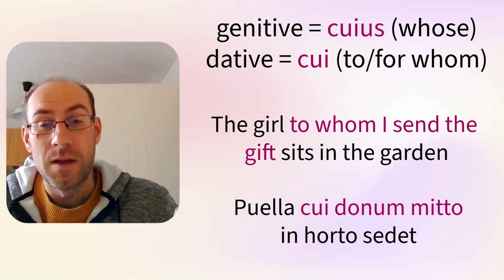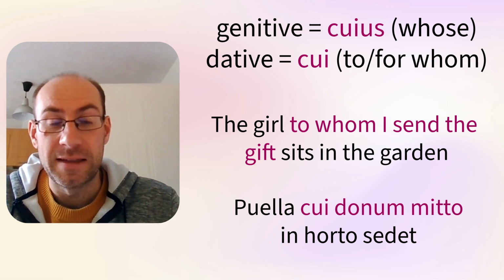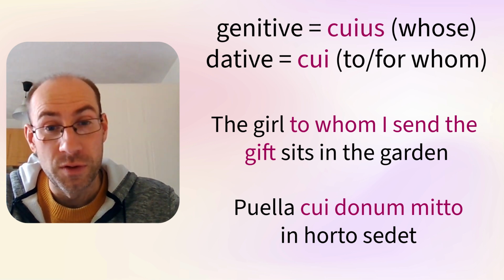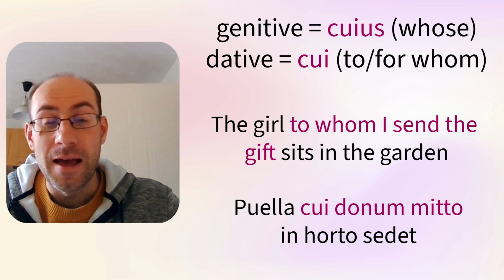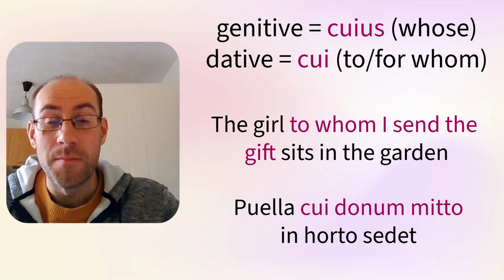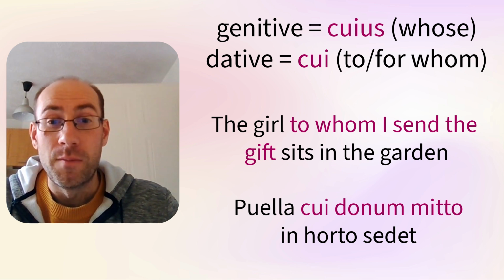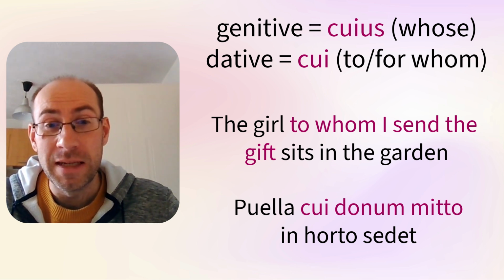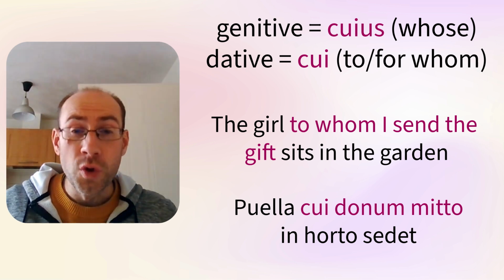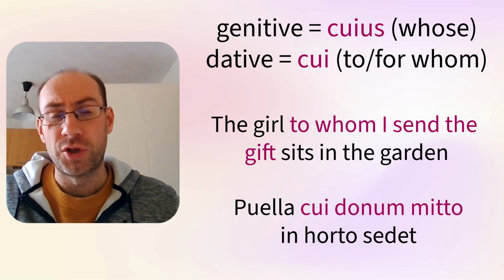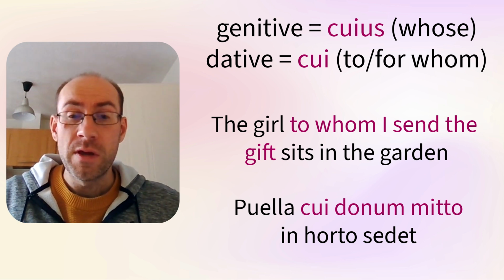Main clause: puella in horto sedet. Subordinate relative clause: cui, to whom. Donum mitto, to whom I send the gift. Puella cui donum mitto in horto sedet. So, guys, we've got cuius, whose, of which. Cuius, cuius, cuius. Dative, cui, cui, cui.